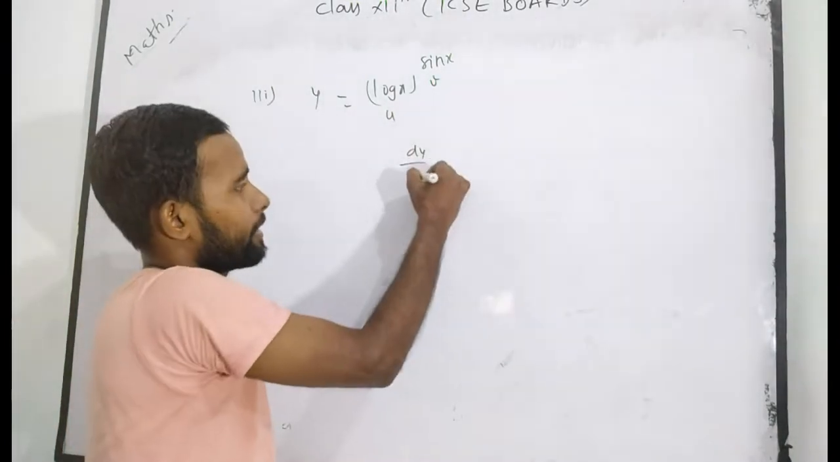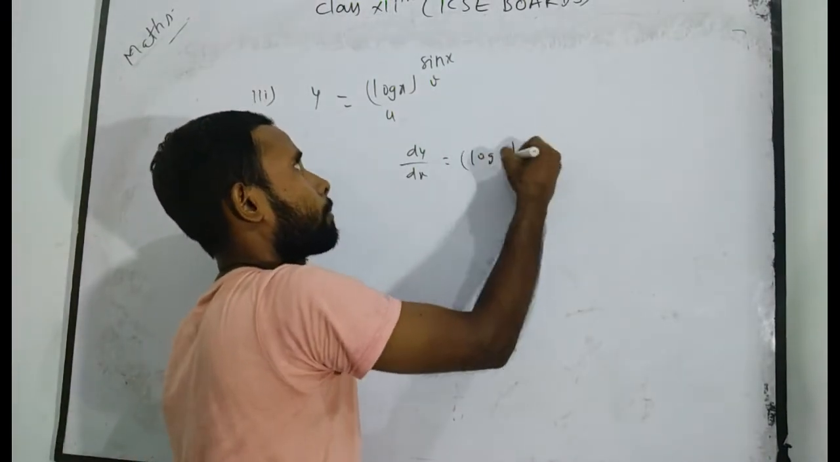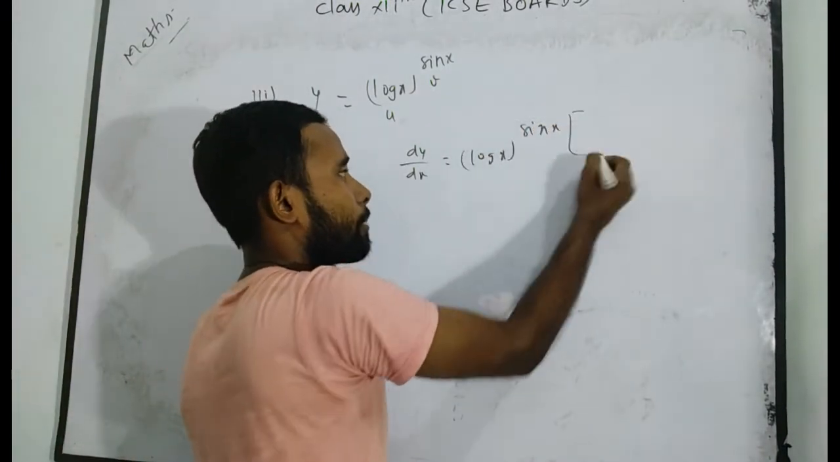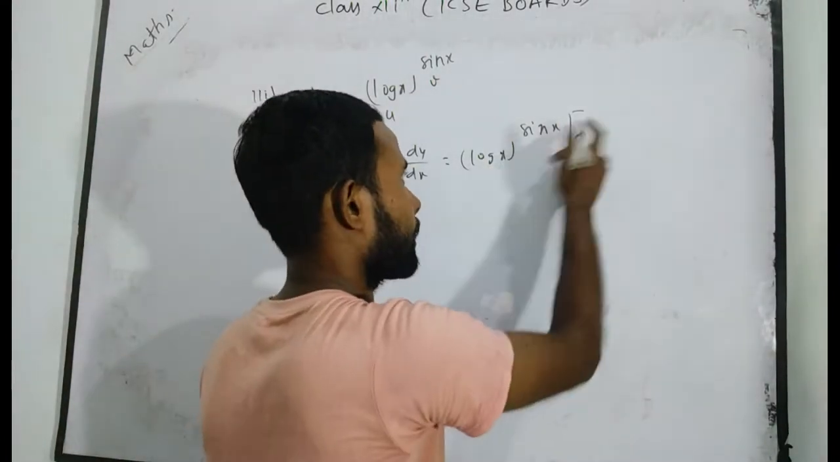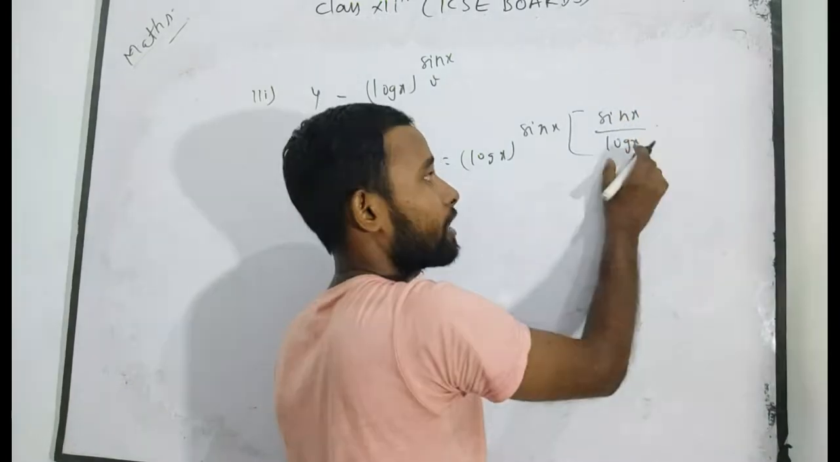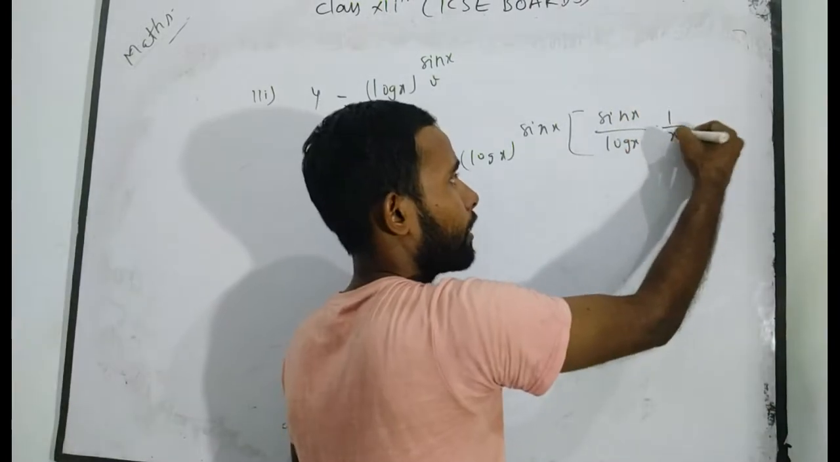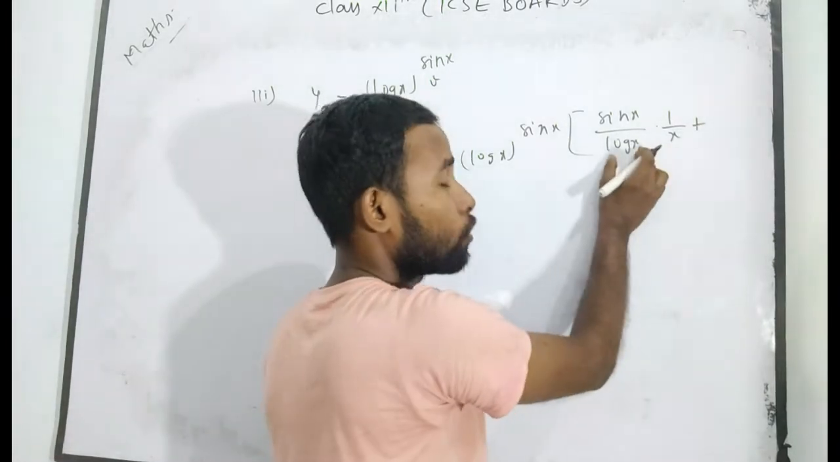Can I write dy/dx is equal to u to the power v? That means its first term will be log x to the power sin x. Second term will be derivative of u to the power v, derivative of second term v upon u, and differentiate u with respect to x, 1 upon x, plus.